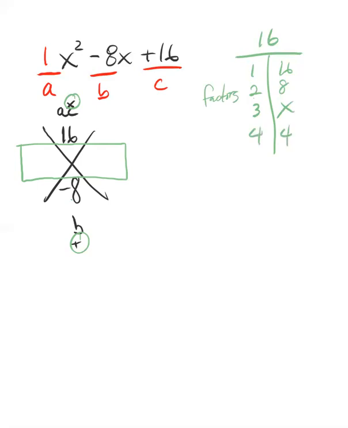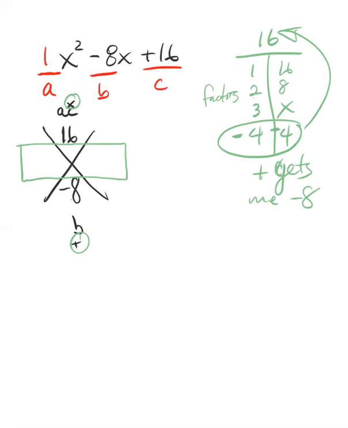So 4 and 4 multiply to get me 16. Can I somehow add or combine the two 4s to get me negative 8? Yes. If they are both negative, negative 4 times negative 4 gets me positive 16, and when I add them, it gets me negative 8. So these are going to be negative 4 and negative 4. Then that becomes my answer: x minus 4, x minus 4.